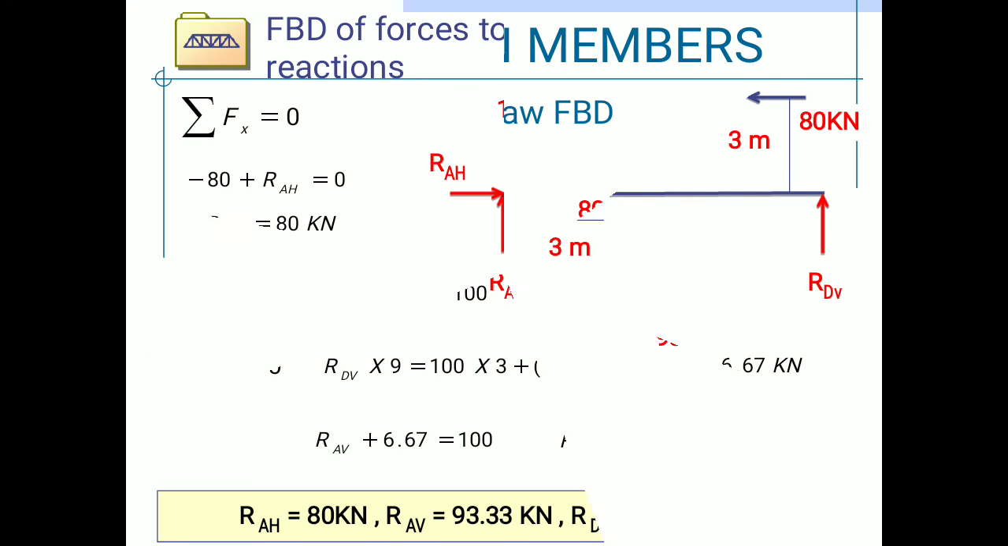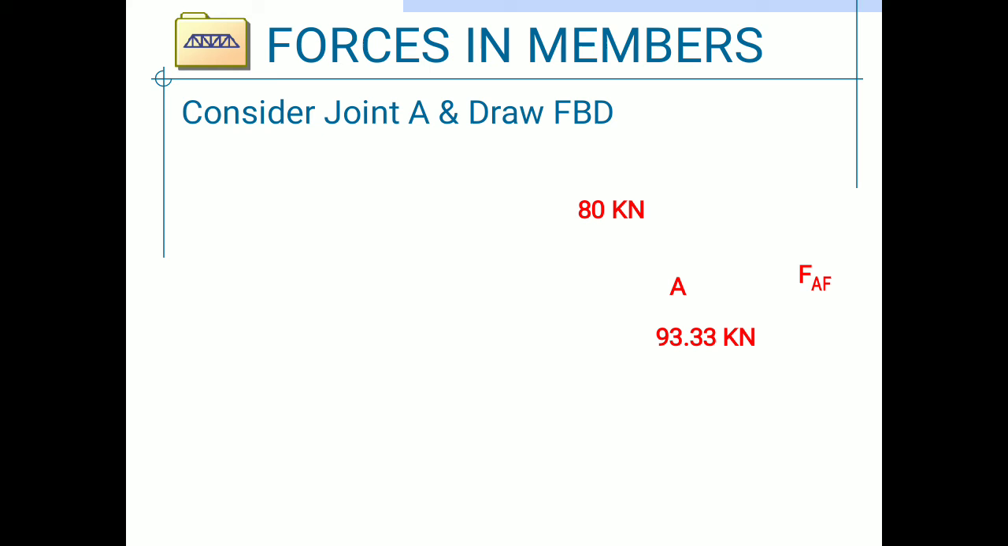Now we will calculate the forces in the members. First, we consider joint A and draw a free body diagram at joint A. This is joint A. At joint A, two members are connected, that is AF and AB. At joint A, the vertical reaction is 93.33 kilonewton and the horizontal reaction is 80 kilonewton. The inclined member is resolved into two forces, that is FAB cos 45 and FAB sin 45.